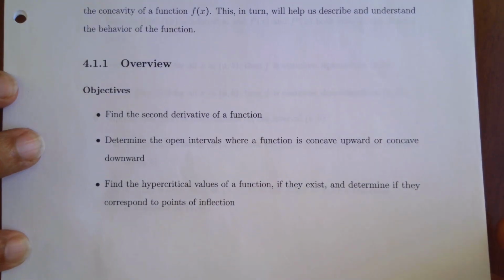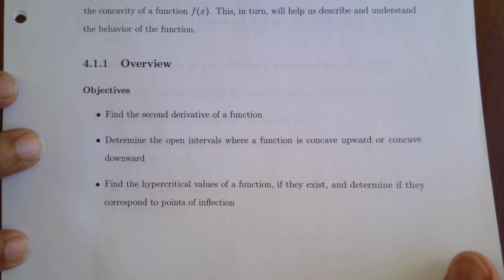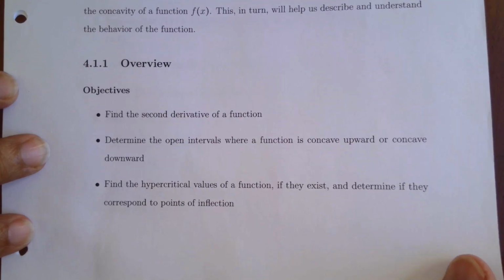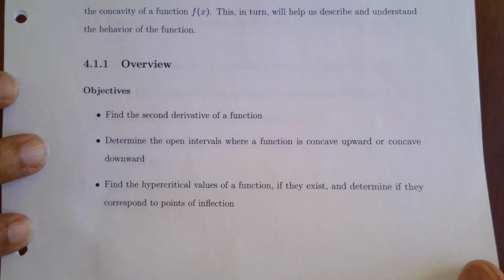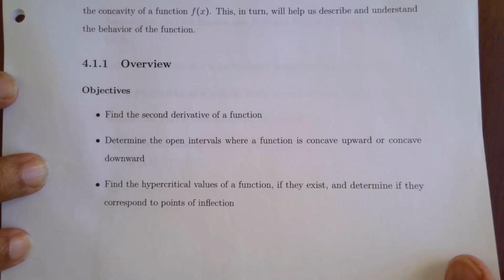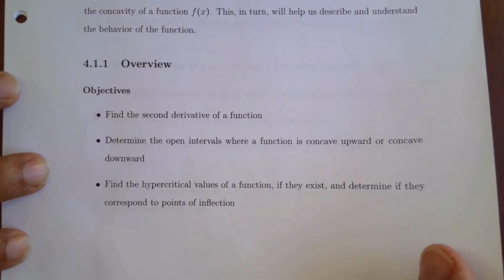Okay? So today we're going to find the second derivative. We're going to just make sure you understand what that means. And then we're going to try to find where our functions are concave up and concave down. So we're going to list those intervals. And then we're also going to look for critical values of a function, if they exist. And then we're going to determine points of inflection based on that. Okay, so 3 things we're going to be looking at today.